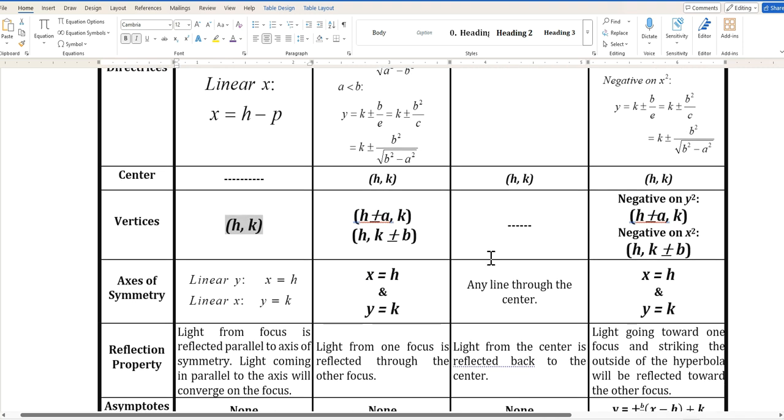A circle doesn't make any sense. Every single point's basically the same on that one. If the negative's on the y squared term, then the vertices are going to be h plus or minus a, comma, k. If the negative's on the x squared term, it's going to be h, comma, k plus or minus b. The axes of symmetry are going to be vertical and horizontal in the setup we're looking at.